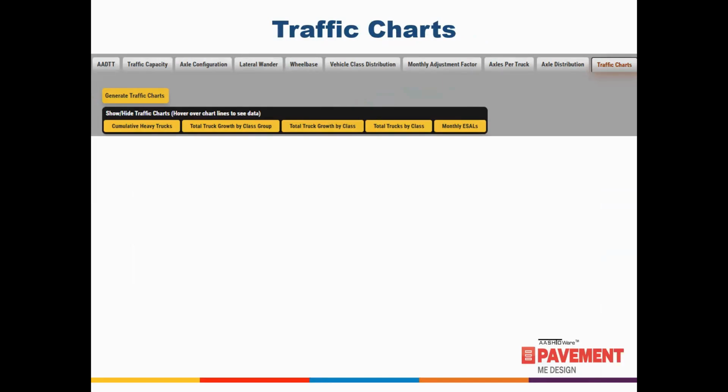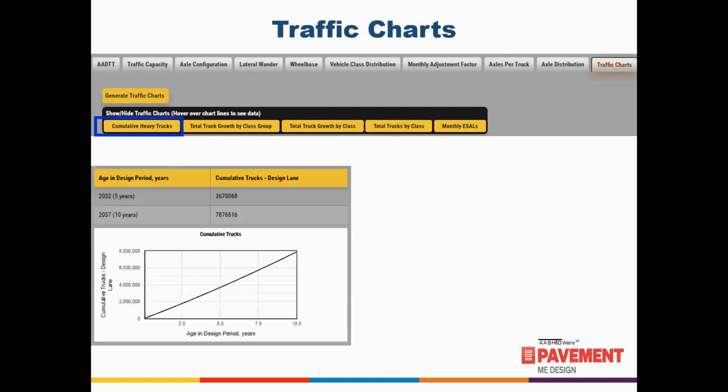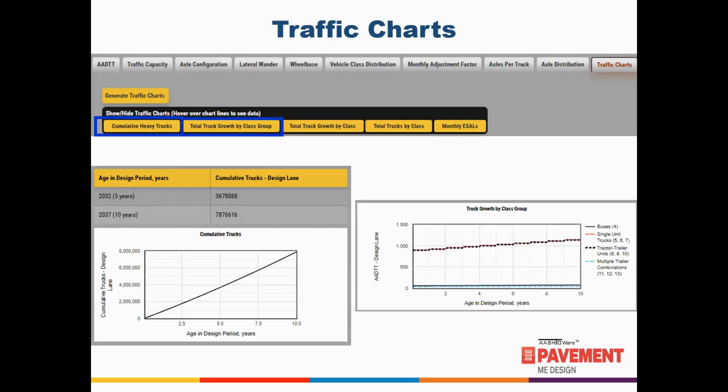Okay, now the traffic charts. There's some relatively simple accumulations of truck growth that you can generate for yourself if you want to see it. One is the total number of trucks in the design lane at different periods during the design period. That's cumulative heavy trucks.